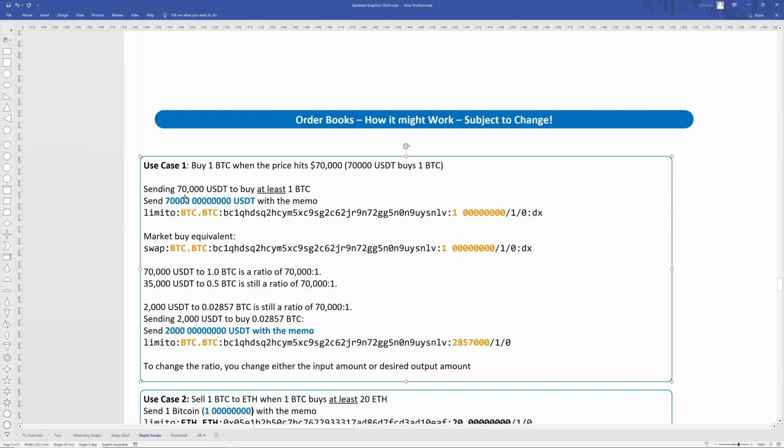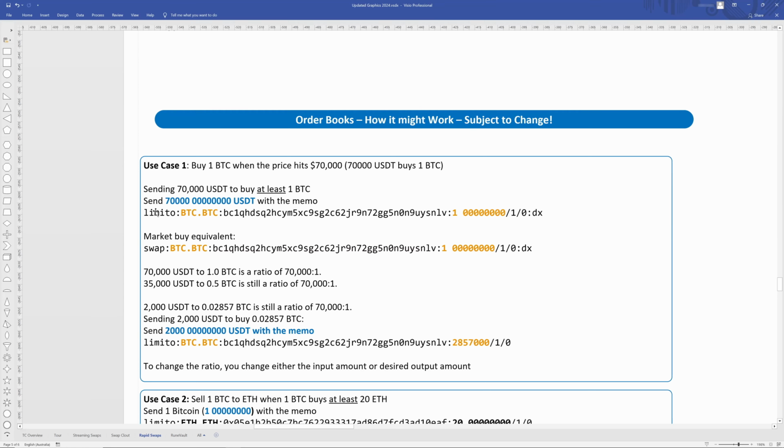So we would send this in, and within the memo, we would say, this is the limit part of the memo, give us at least 1 Bitcoin here. So we're setting this ratio between the inbound amount and the requested outbound amount within the memo. And that gives us a ratio then of 70,000 to 1. The memo would look like this.